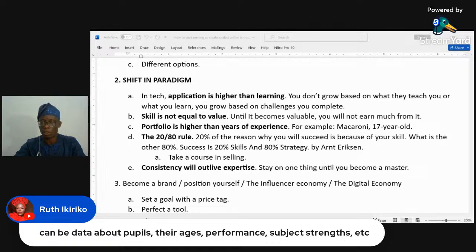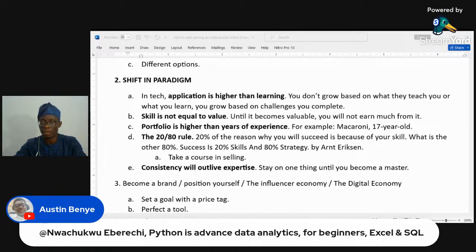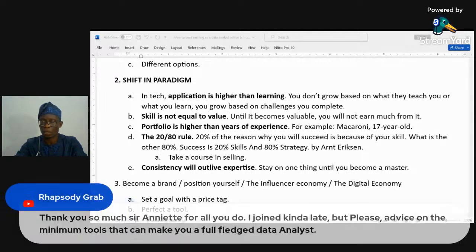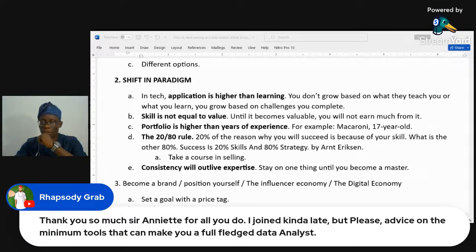Okay, the next question is... thank you, Ruth. Ruth, I've answered that question already. Austin says Python is advanced data analytics; for beginners, it's Excel and SQL. Thank you, Ruth and Austin. They are also part of the team, community members. Thank you so much. Somebody said, what type of data do we collect? We've answered that one. Somebody said, thank you for all.